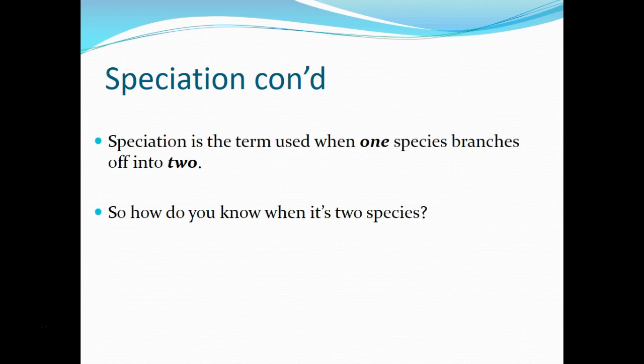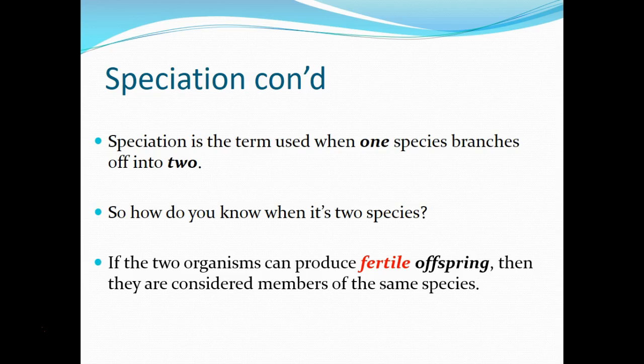How do you know when you have two different species? Well, if two organisms can reproduce and produce offspring that are fertile, they're considered to be members of the same species. By fertile, we mean the offspring themselves can produce more offspring.